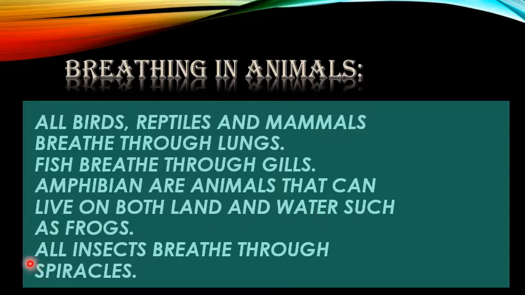Other than this, all insects breathe through their spiracles. Spiracles are the tiny holes through which insects take in air and give out air. When they take in air, oxygen is absorbed. When they give out air, that air has carbon dioxide. So they respire through their spiracles, the small holes in their abdominal region.